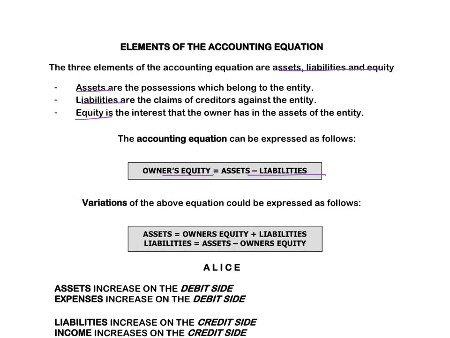Variations can be assets equals owner's equity plus liabilities, because all the assets are provided by money that the owner contributed or money that was borrowed.